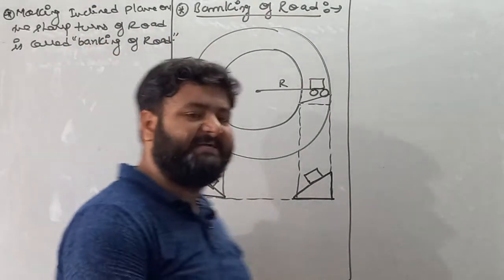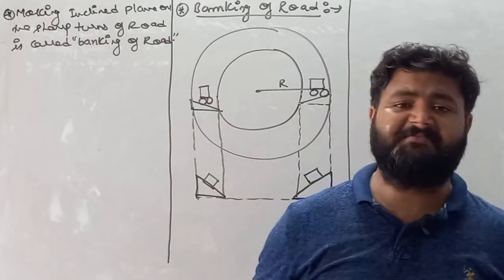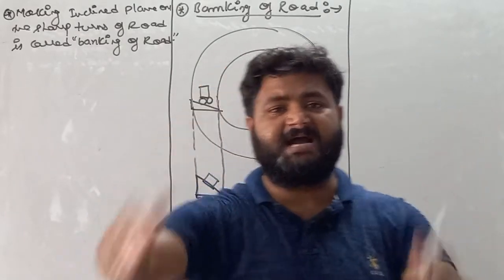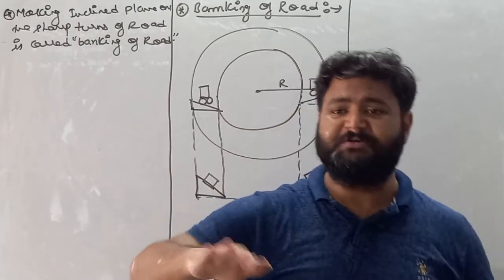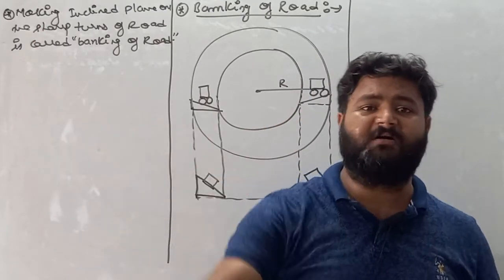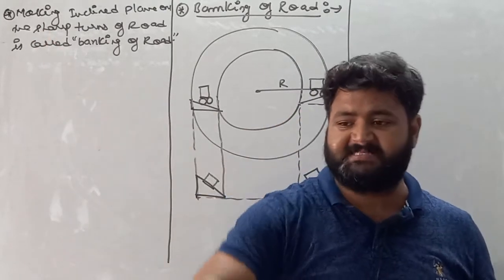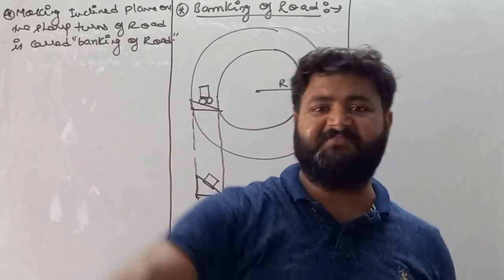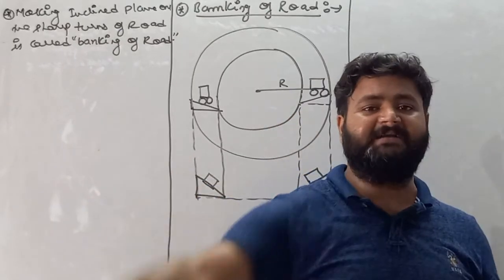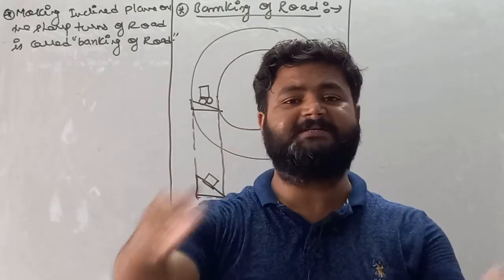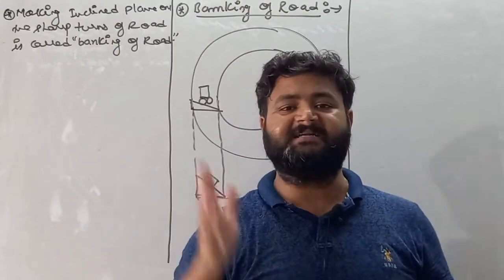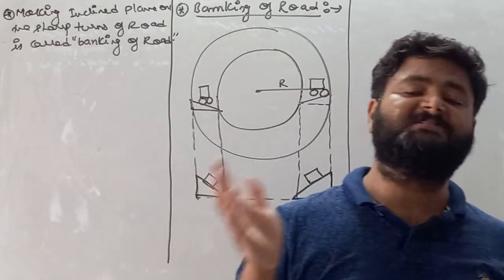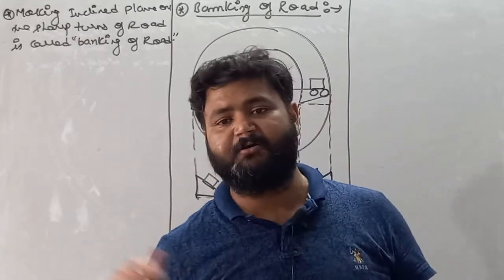Basically, this is a practical application. On highways, if you find any sharp turn and look at it, you will see that from one end of the sharp turn the road is lifted. So lifting of the road from one end on a sharp turn is called banking of road. In this topic, we will discuss why banking is to be done on a sharp turn on the road.